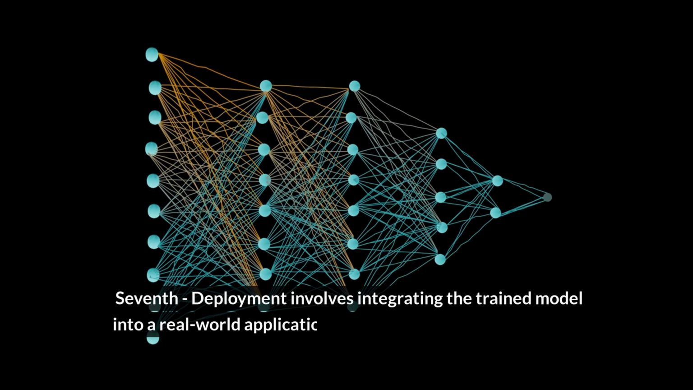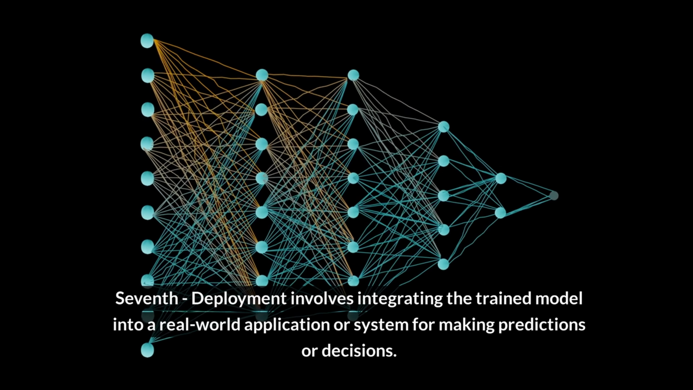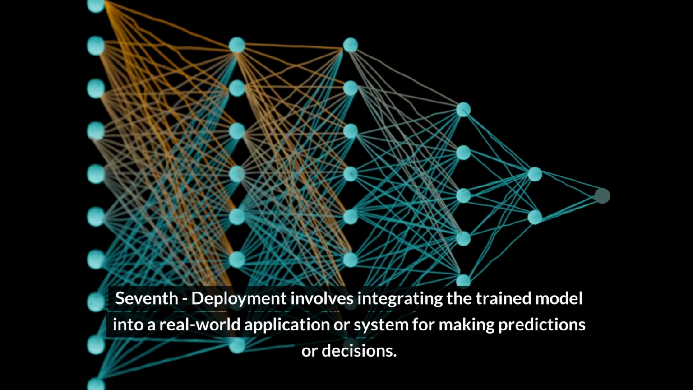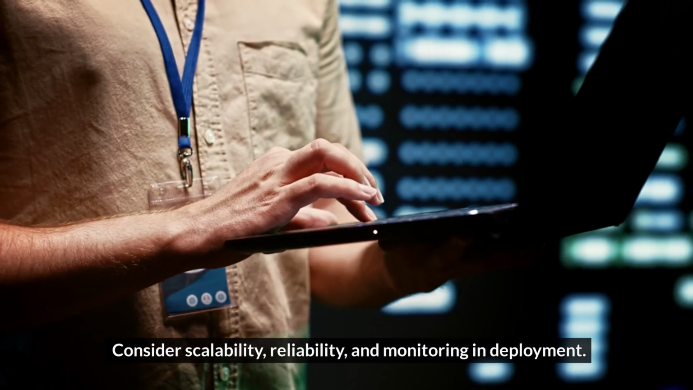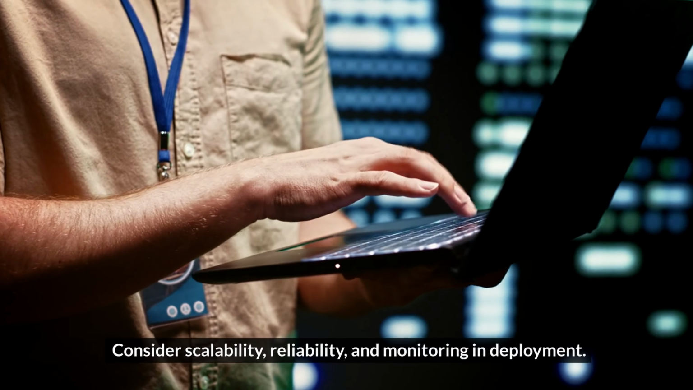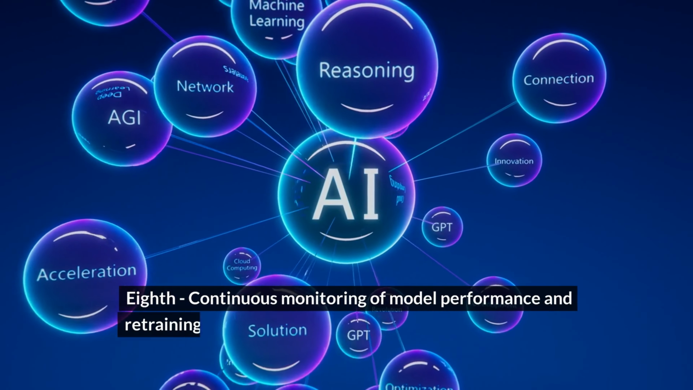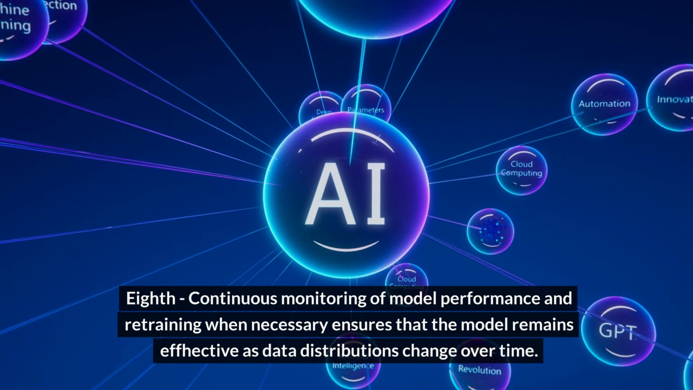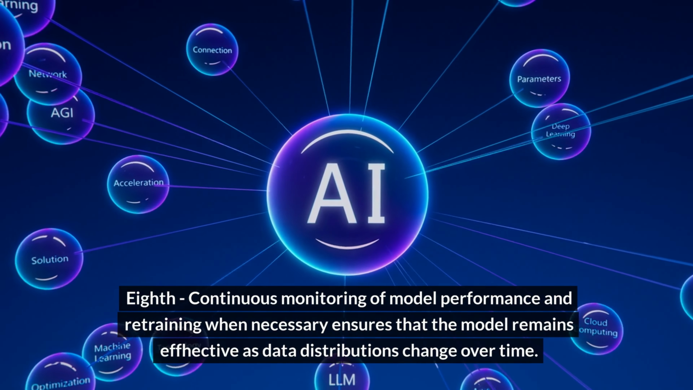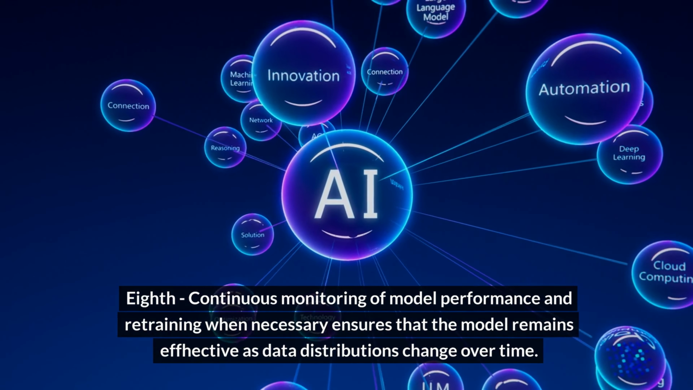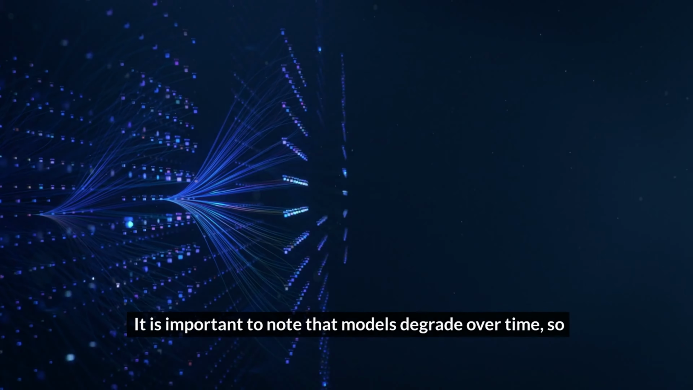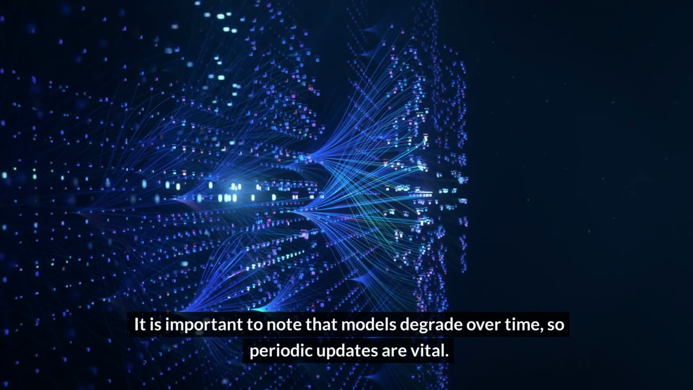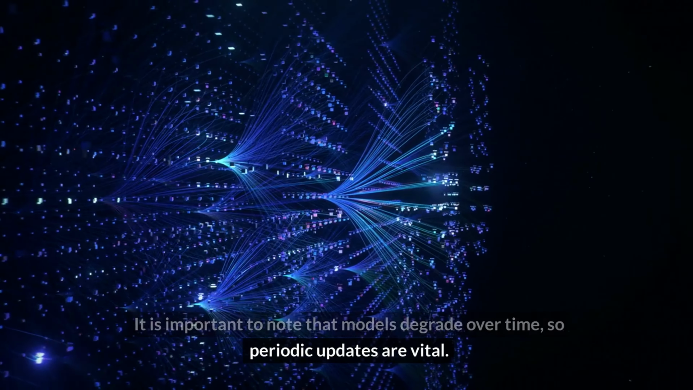Seventh, deployment involves integrating the trained model into a real-world application or system for making predictions or decisions. Consider scalability, reliability, and monitoring in deployment. Eighth, continuous monitoring of model performance and retraining when necessary ensures that the model remains effective as data distributions change over time. It is important to note that models degrade over time, so periodic updates are vital.